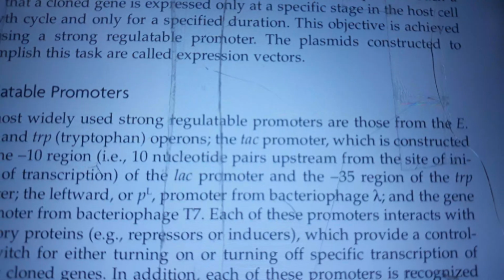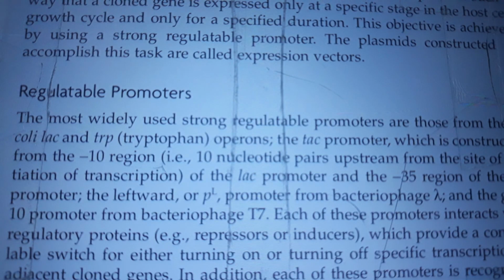The next will be regulatable promoters. The most widely used regulatable promoters are those from the E. coli lac and trp (tryptophan) operons.